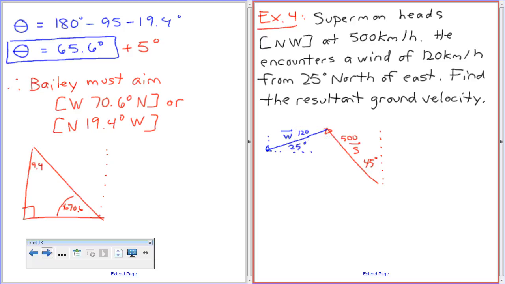So everyone see what I did there? Even though it's coming from 25 degrees north of east, because you're adding it, it's going to be added in that direction.